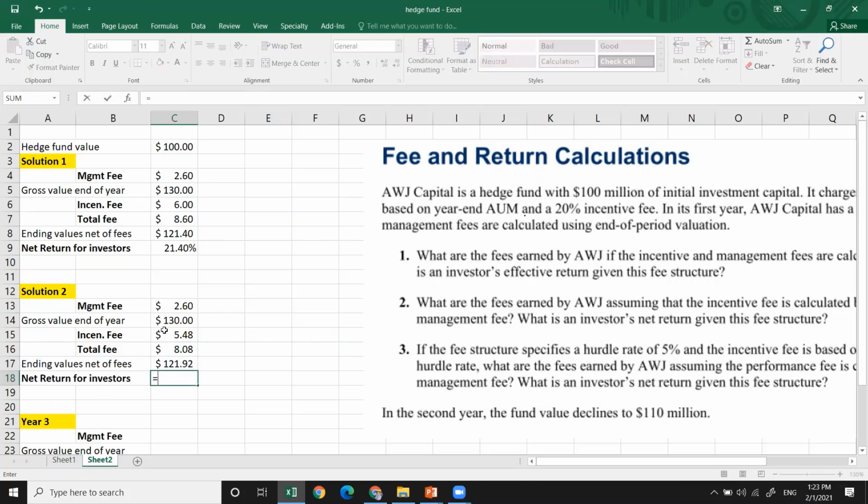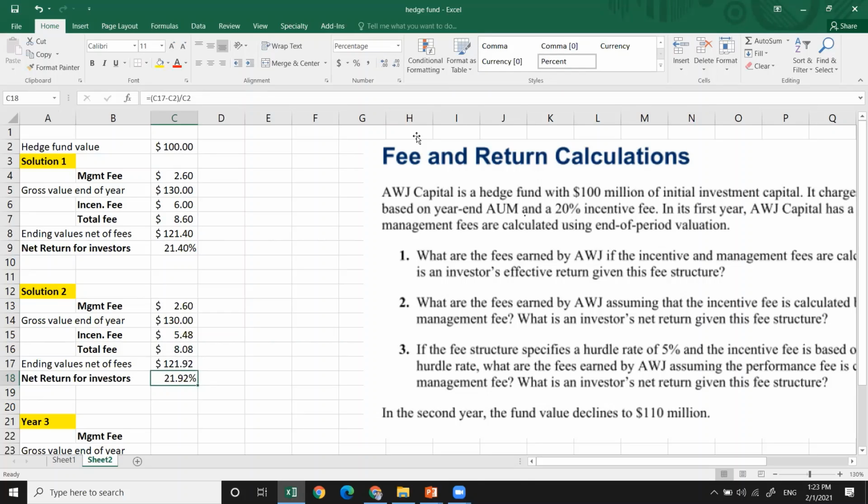And return to the investors is calculated in the same way that we used before. We divide by 100. Okay, now we can see the percentages.